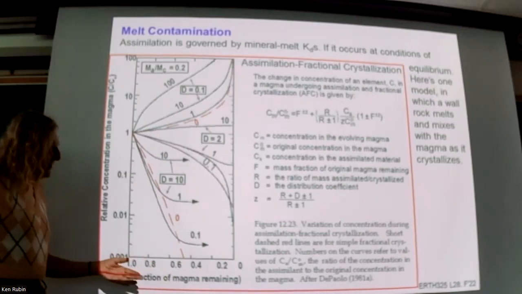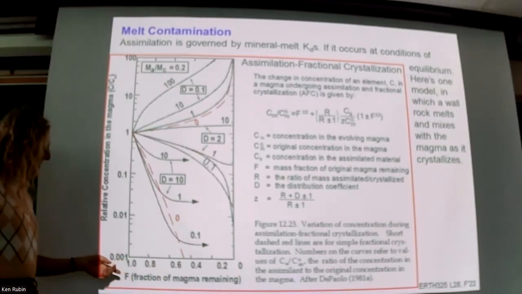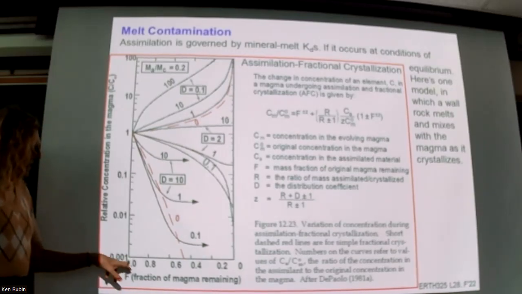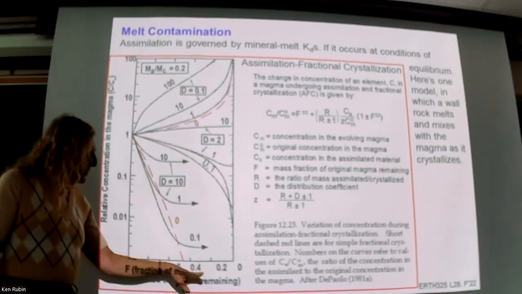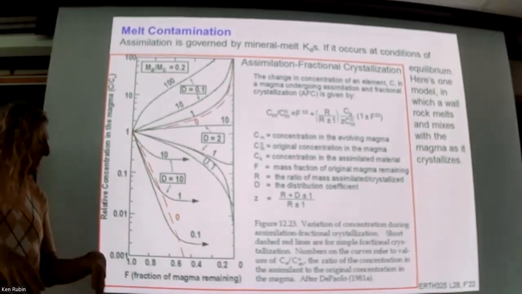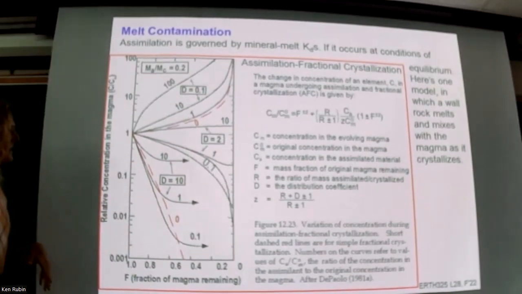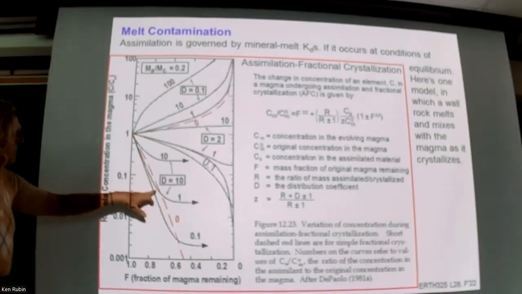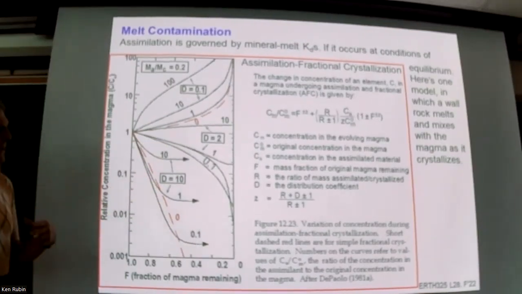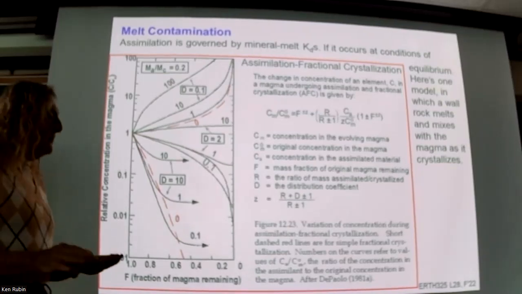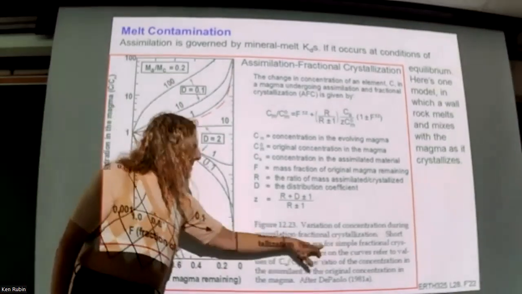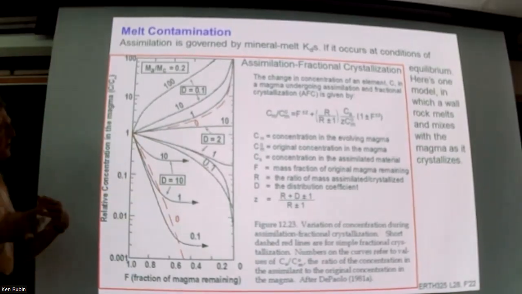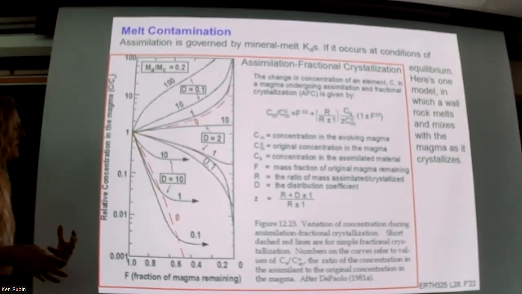Just like all the other diagrams we've been talking about for the past couple of lectures, here's where we start with 100% magma, and then we go down to having 0% magma. So there's crystallization going on. The difference is that the crystallization is accompanied by assimilation. So these pathways in red are what the pathways would look like for simple fractional crystallization, as it says here. And what these black lines are for fractional crystallization in the presence of assimilation.